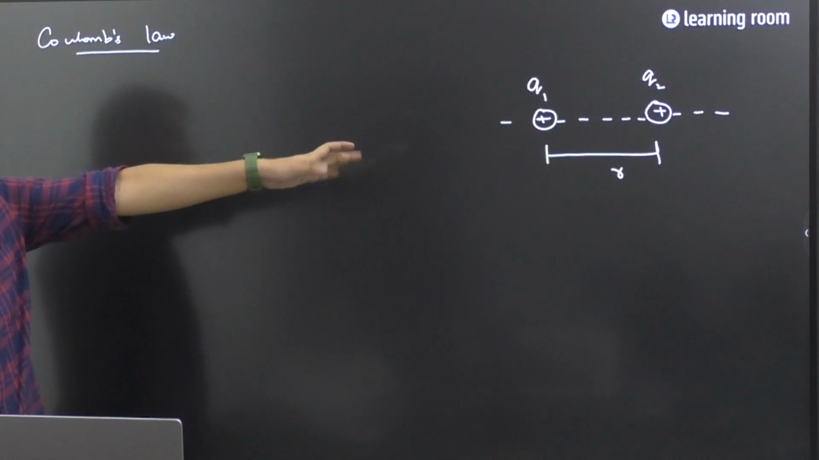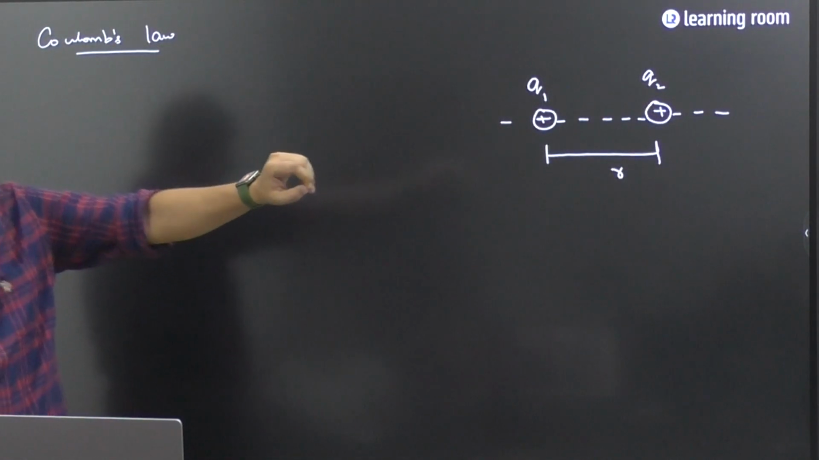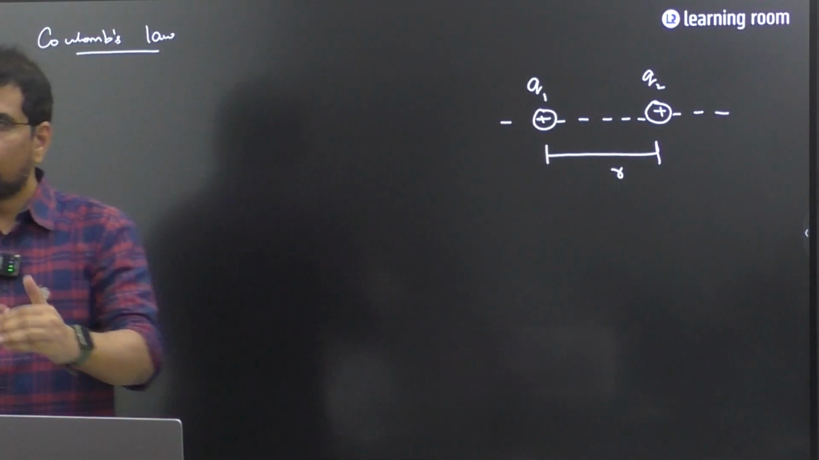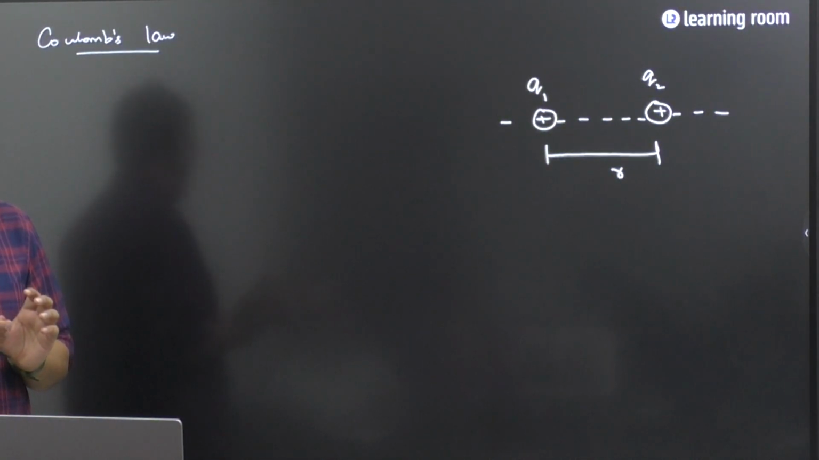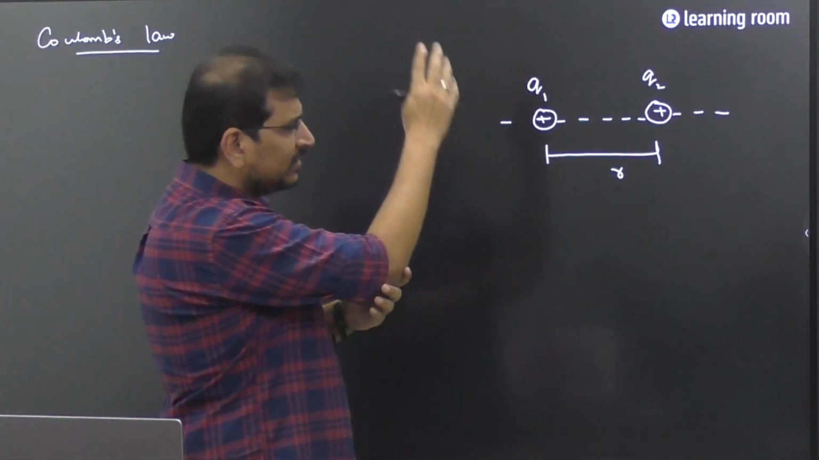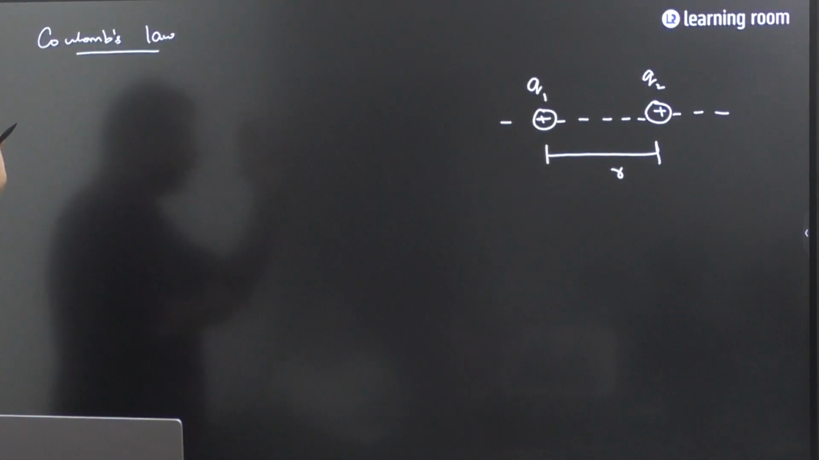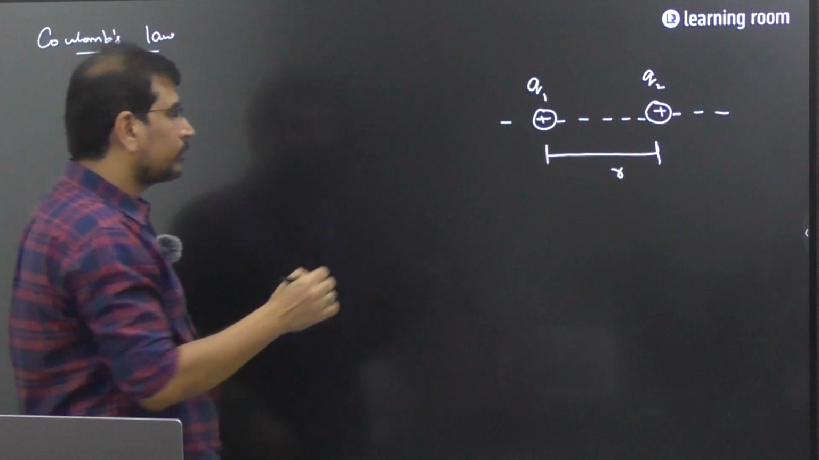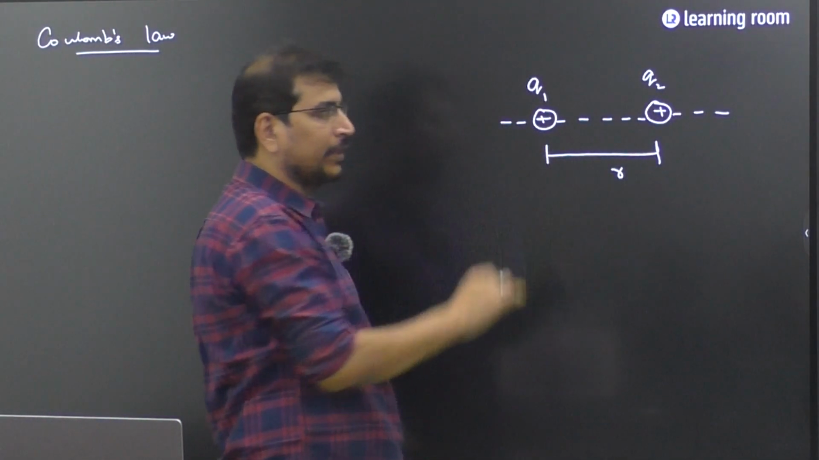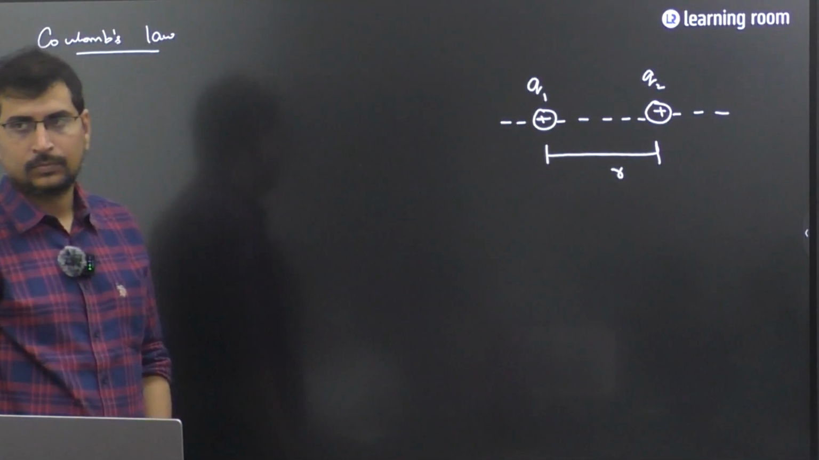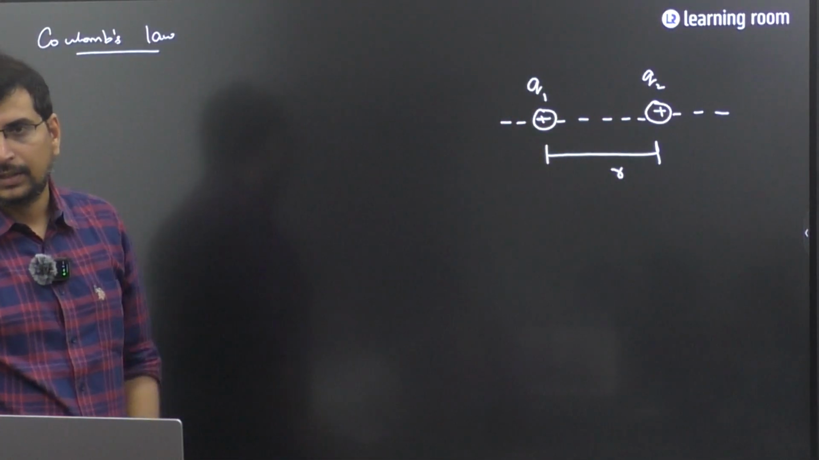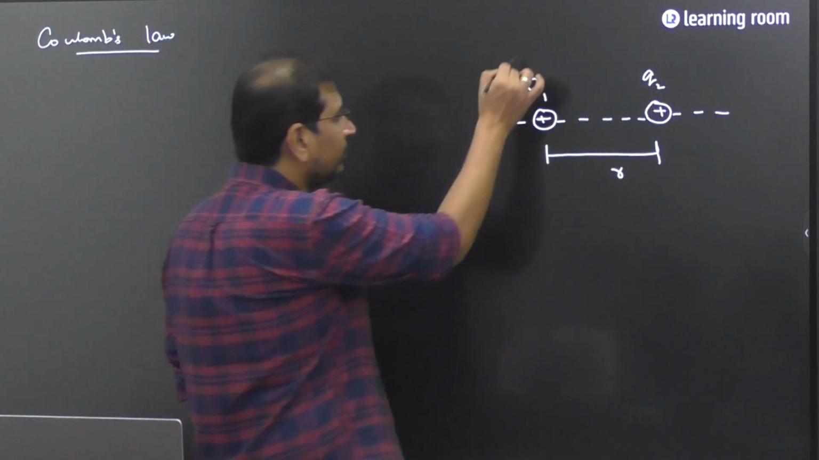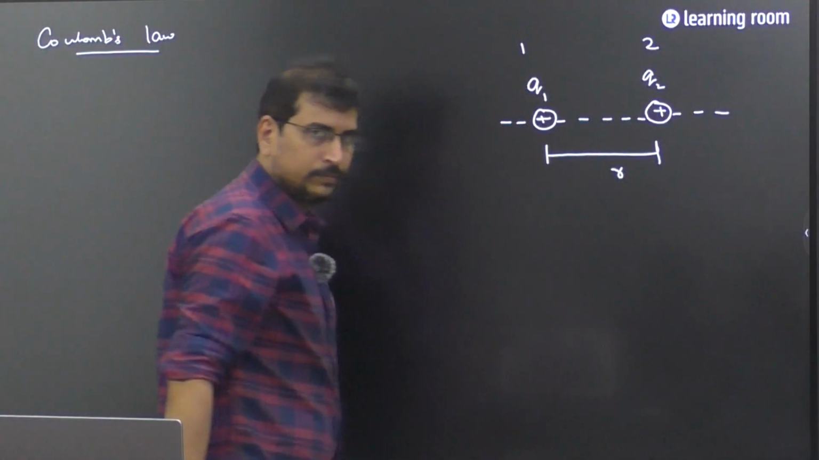In this example, I took both to be positive charges, but it is not necessary that both are positive. You can always take a combination. It can be both negative, or positive and negative. This is just a small consideration. Now, what will happen to this kind of system? The first will exert a force on the other, and the second will exert a force on the first. I name them 1 and 2.